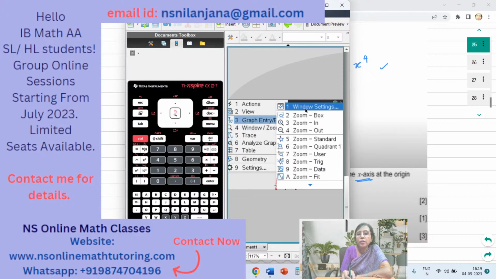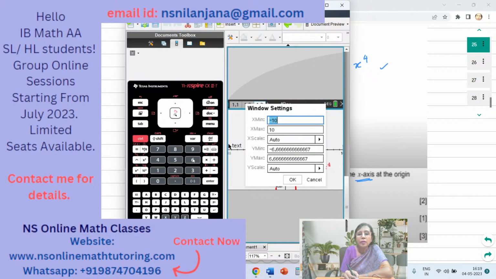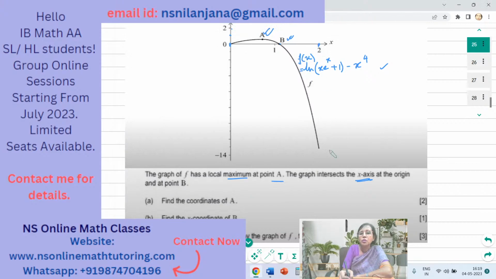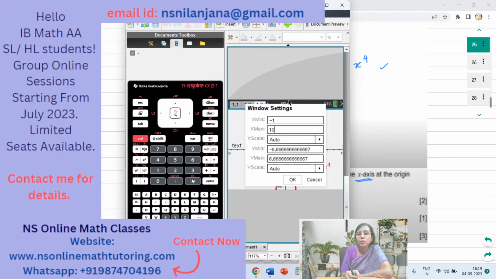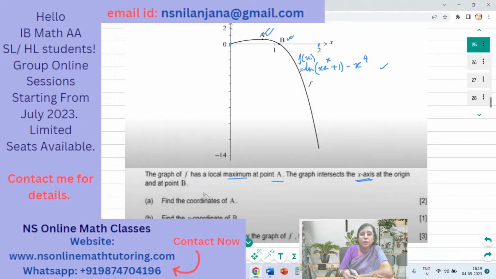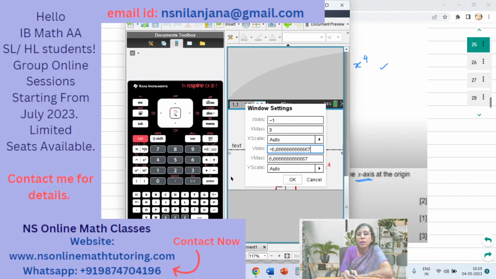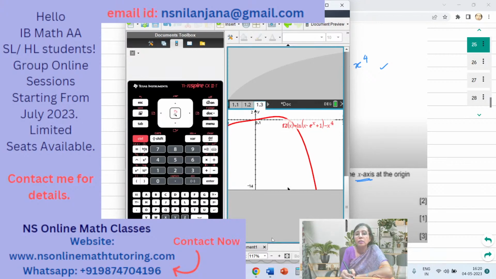So let us go to window settings, negative 1 up to 3, and the positive x value is 2. Okay, the graph. Okay, fine.